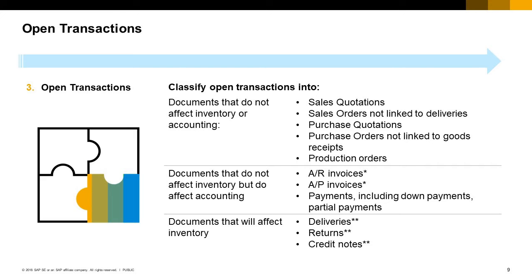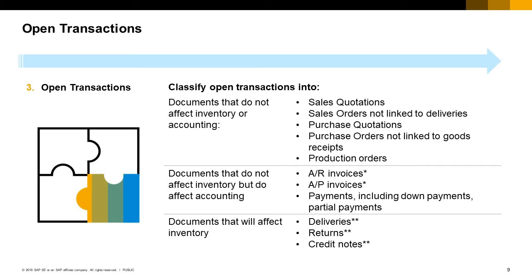Open transactions are those that are currently in process on the legacy system. You should classify open transactions into open documents that do not impact accounting or inventory, such as sales quotations, sales orders not linked to deliveries, purchase quotations, purchase orders not linked to goods receipts, and production orders. These are easily imported using the Data Transfer Workbench (DTW) tool.